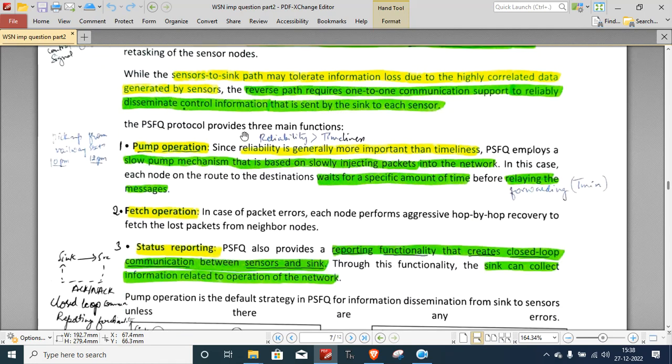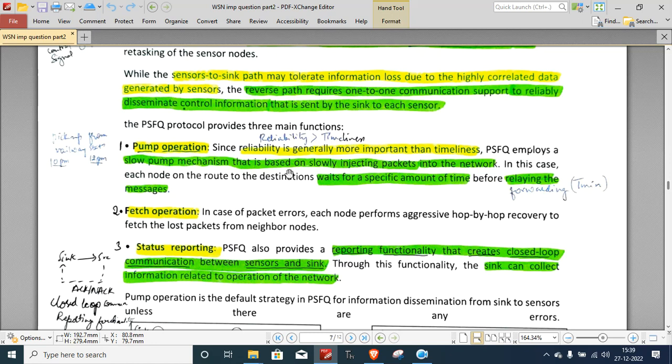The Pump Slowly, Fetch Quickly protocol provides three main functionalities. The very first is the pump function. Second is the fetch operation. Third is status reporting. In the pump operation, since reliability is very much important when compared to timeliness, Pump Slowly, as the name itself indicates, is slowly pumping. So it is not giving importance to timeliness, but to reliability.